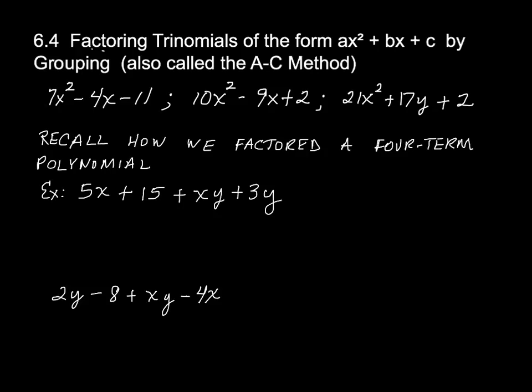In section 6.2, we factored trinomials of the form x squared plus bx plus c. In section 6.4, we're going to factor trinomials of the form ax squared plus bx plus c by using a method called grouping. We touched on grouping a little bit in a previous section.